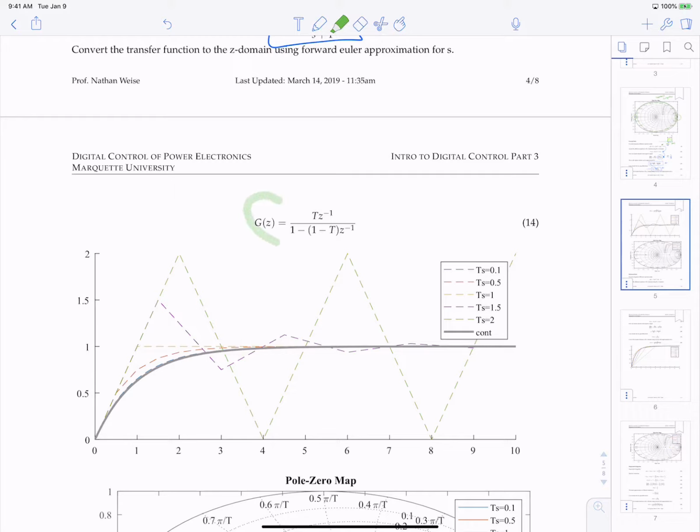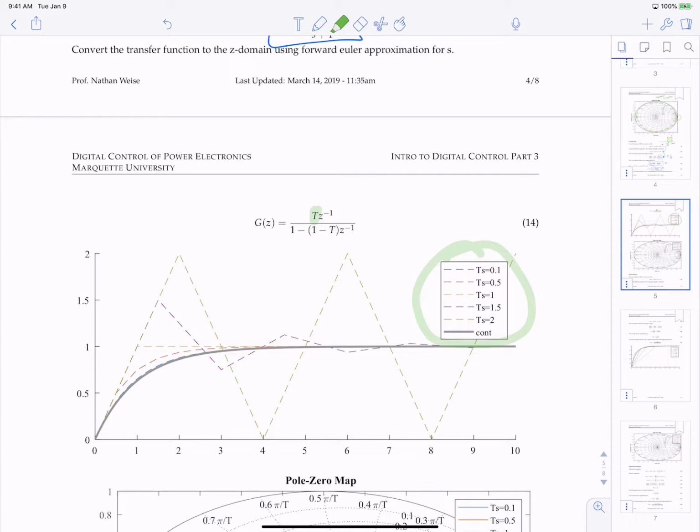So here's the transfer function now in the z-domain of this low-pass filter using a forward Euler approximation. Now, what comes out here? What I'm going to illustrate here is the step response of this low-pass filter to various values of T, the sample time. So what I'm sweeping is this T here. And what you can see over here in the legend are the various T values I used.